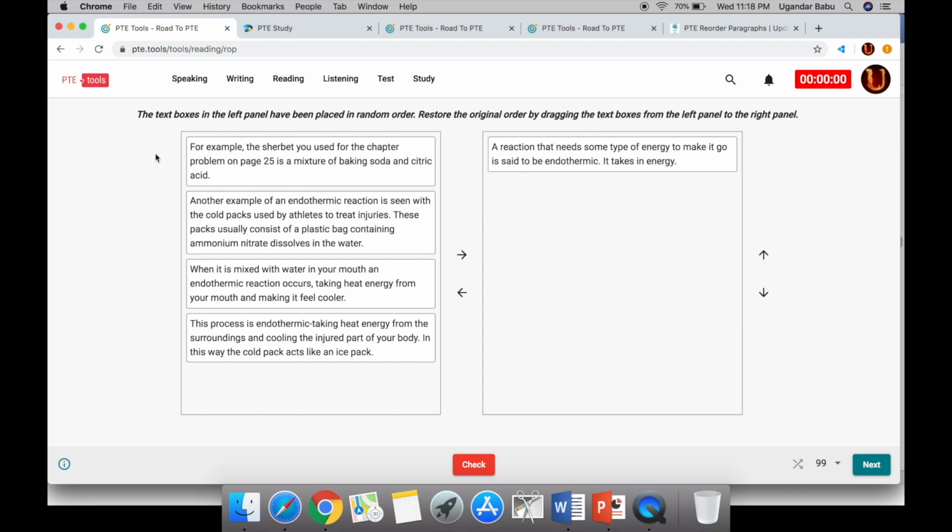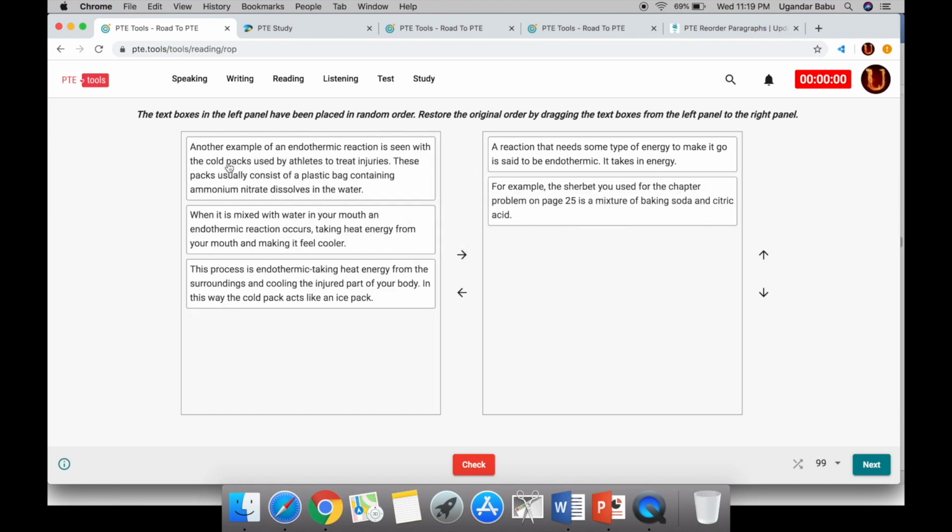Now we can see the examples. For example, the sharbat you used for the chapter problem on page 25 is a mixture of baking soda and citric acid. So this should be the next sentence. Another example of an endothermic reaction is seen with the cold packs used by athletes to treat injuries. These packs usually consist of a plastic bag containing ammonium nitrate dissolved in water. So this can be the next sentence, but we will see the other two as well. When it is mixed with water in your mouth, an endothermic reaction occurs. So here it is mentioned as a mixture of baking soda and citric acid. And when it is mixed with water in your mouth, an endothermic reaction occurs. So this is the supporting sentence for this example.